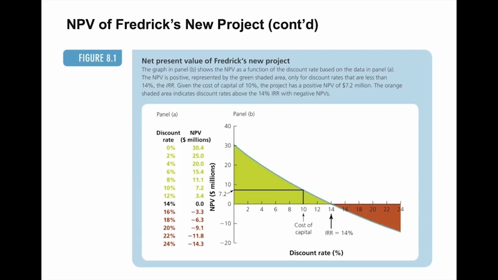You can see that the NPV is highest when the discount rate is 0 at $30.4 million. And as we increase that discount rate, we can see the NPV fall.